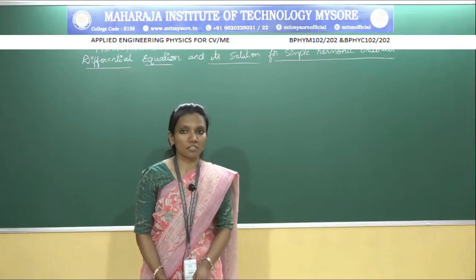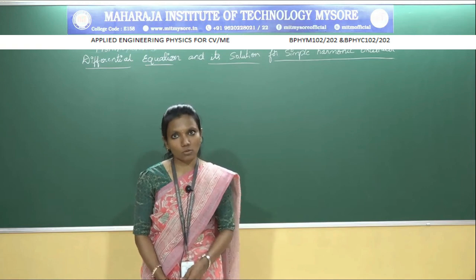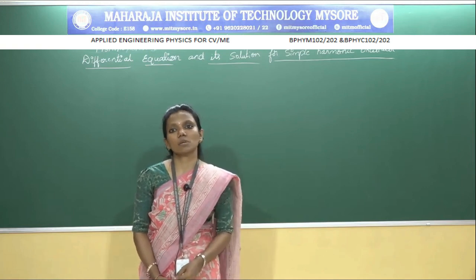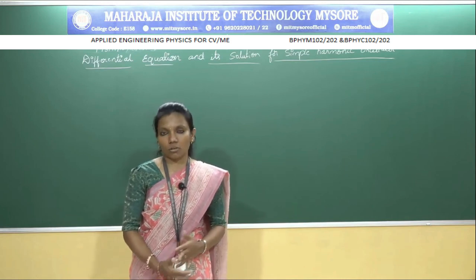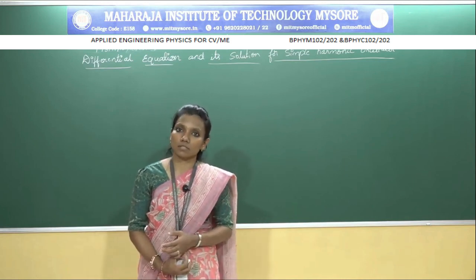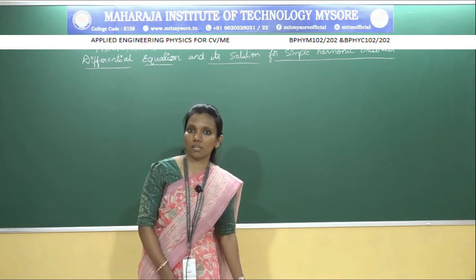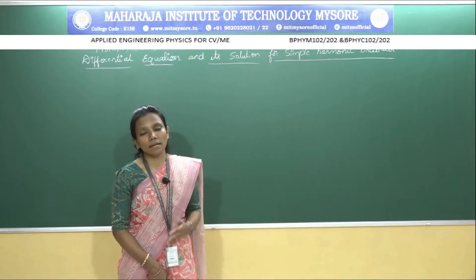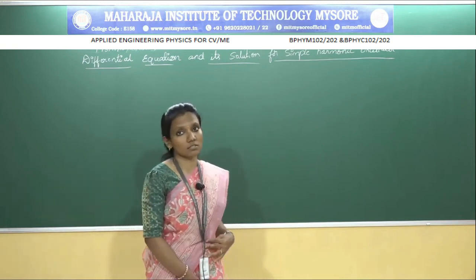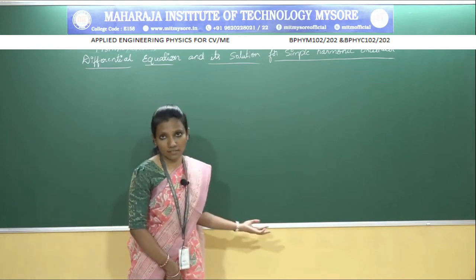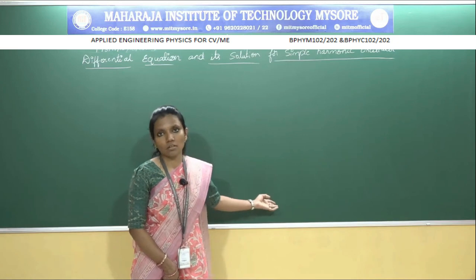About the differential equation and its solution for the simple harmonic oscillator. In the last class we studied what a simple harmonic oscillator is and what its characteristics are, so how the oscillation takes place. Now in this session I am going to explain how the particle oscillates with the displacement equation, that is, the expression we used, so that I can find it out mathematically now.